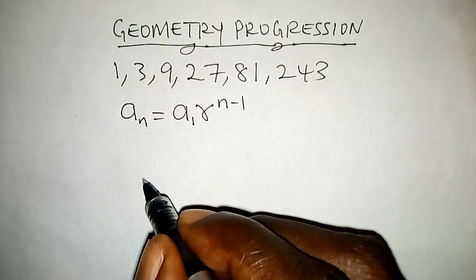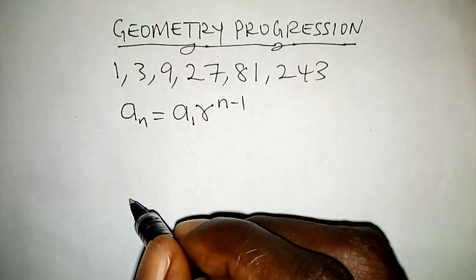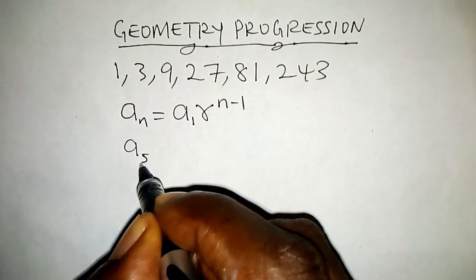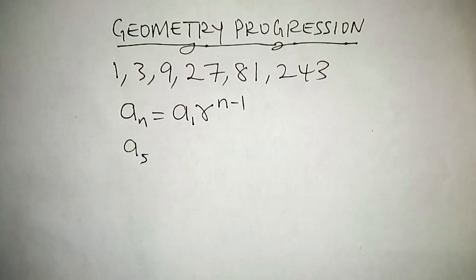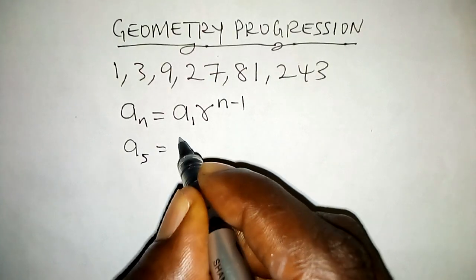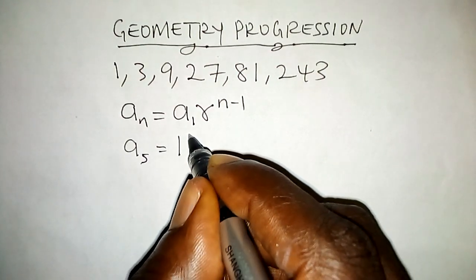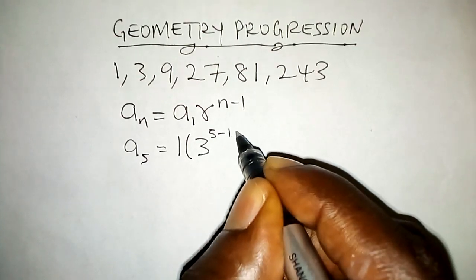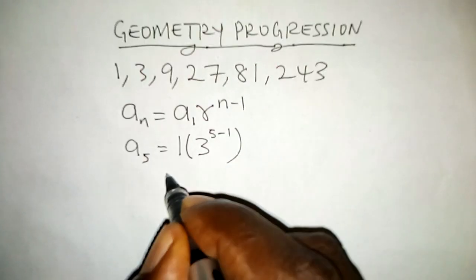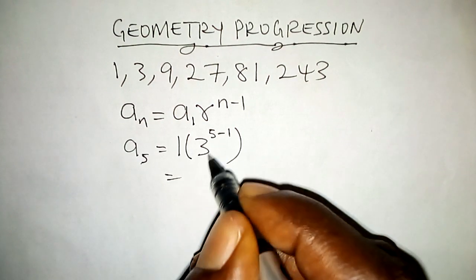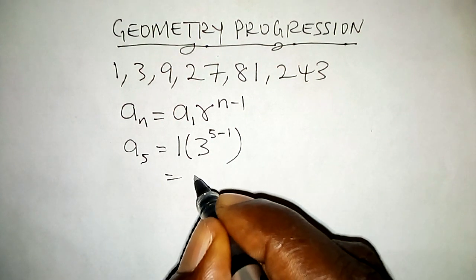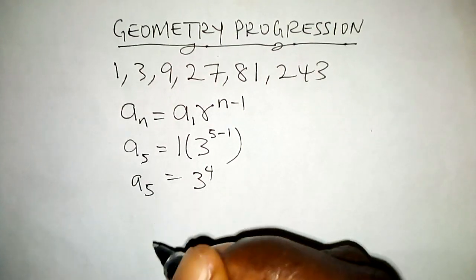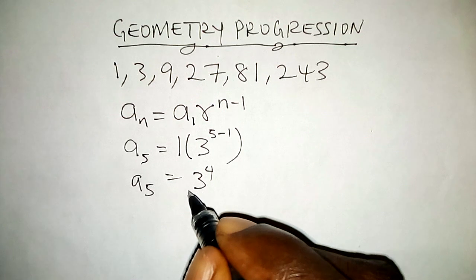So let's see if this formula will actually work for us to look for any term of your choice. Now a subscript 5, we say that n will be what? Will be 5. So our first term from the sequence is 1, and we say that our common ratio is 3 raised to the power of 5 minus 1, which is 4. So 1 will multiply everything here to still give us what is inside the bracket. It simply means that our fifth term will be 3 raised to the power of 4.